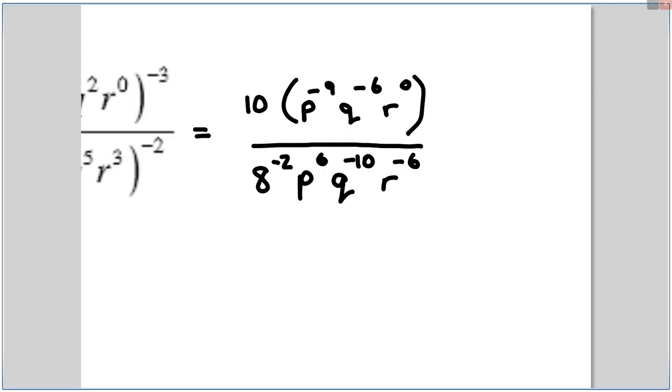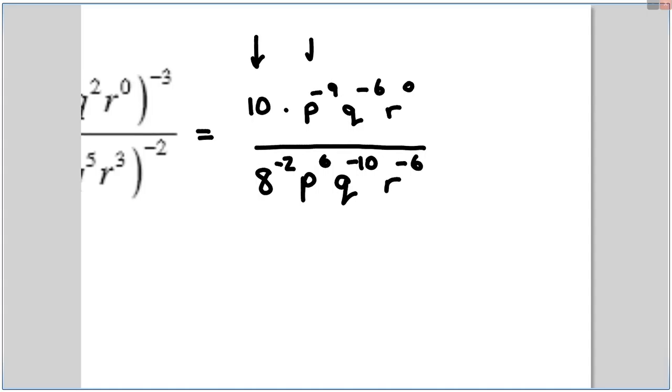The brackets that I have up top are redundant at this point. You don't need them. Does everybody see how this is set up now? You have coefficients, you have P's, you have Q's, and you have R's. Does everybody see that? Deal with them separately like this, okay? I'm just going to leave the 10 over 8 to the -2 for now, okay?